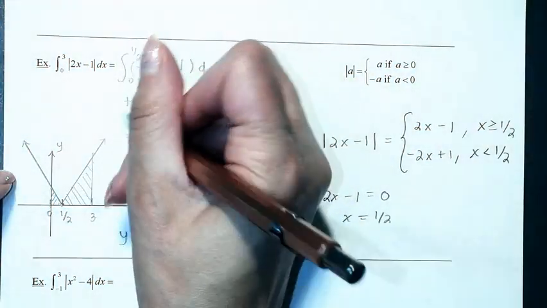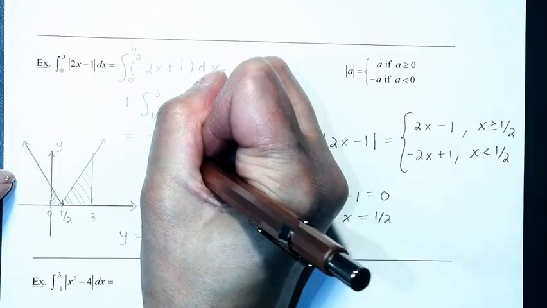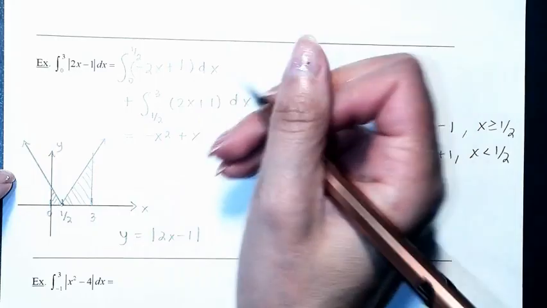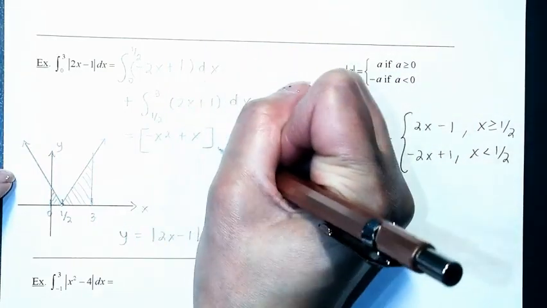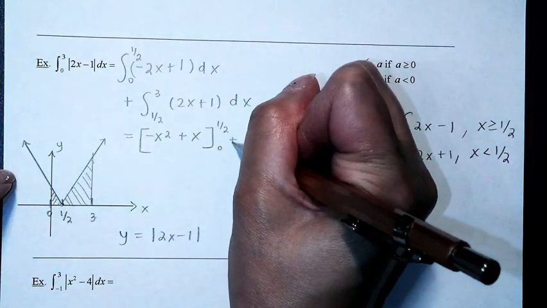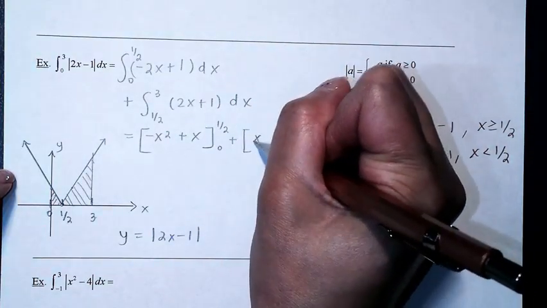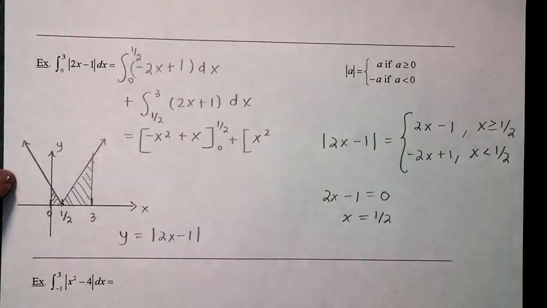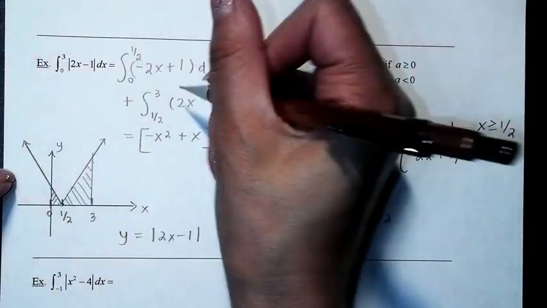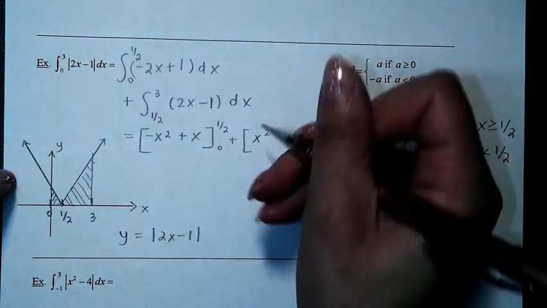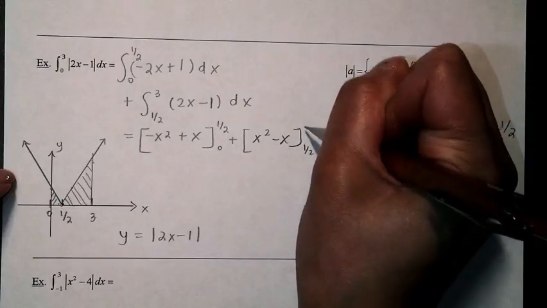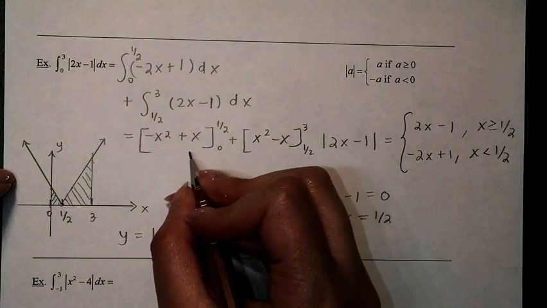You integrate this, so what do you have here? You have negative x squared plus x, and all of this is going to be evaluated from 0 to 1/2. That's the first integral. And the second integral that you have, plus, what do you have? It's going to be x squared, and this one, excuse me, that one shouldn't be plus. This one should be minus, because I had this. So that should be minus x. And then it's going to be from 1/2 to 3. Do you see it? Now, what are you going to do here?